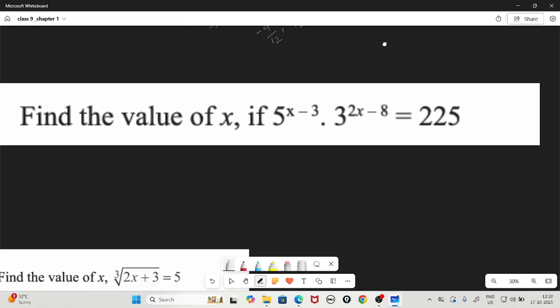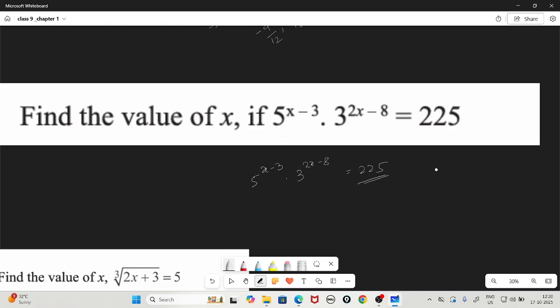Now let us solve this type of problem. Again, this is another type of problem which can come. In this type of problem, students can get a little bit confused, so I'll just tell you the step-by-step approach of solving it. Look, we have been given that 5 to the power x minus 3 multiplied by 3 to the power 2x minus 8 is equal to 225. So let us go step by step.